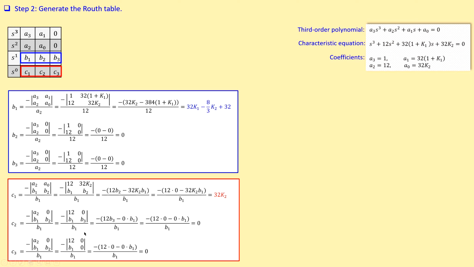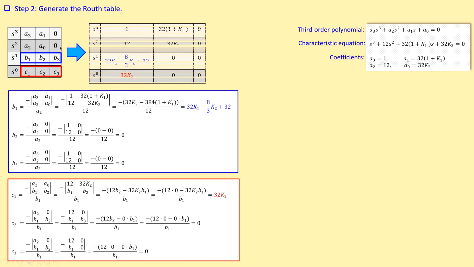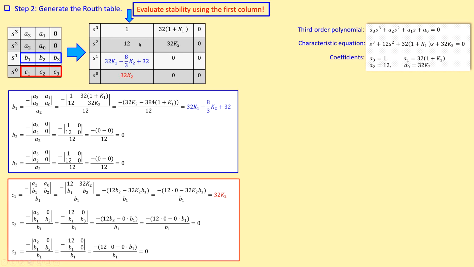So we have now determined the necessary elements in here. I can now substitute the values in the table, and I have the following expression. Now, these are from the characteristic equation, and these two I have just determined, and these are always 0 for the third order system. What do we do next? We evaluate, of course, the stability using this first column here. So let's do that. The next step is to evaluate the values of K1 and K2 for stability.